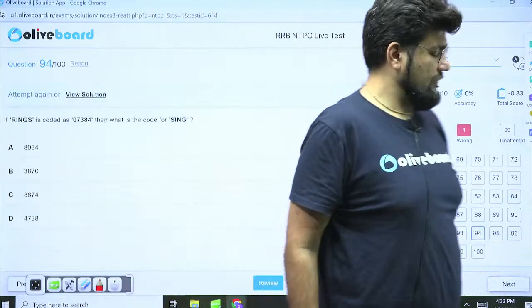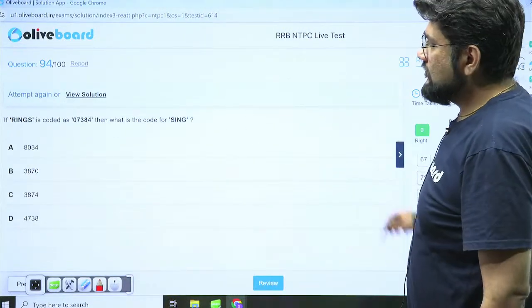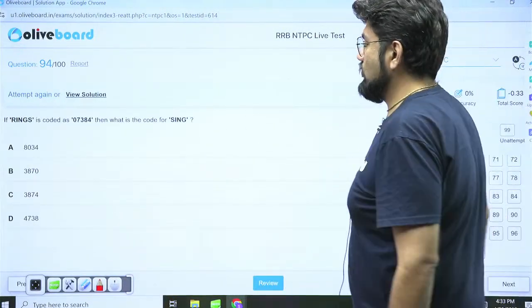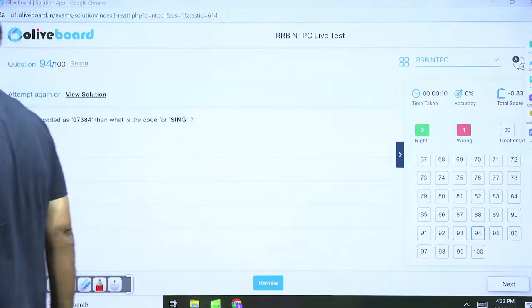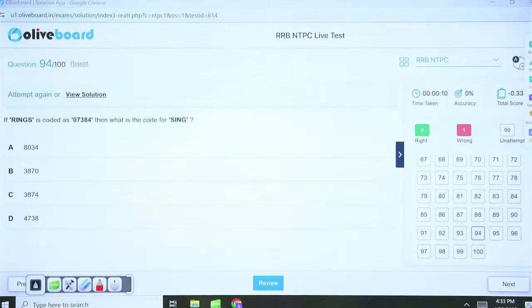94. If RINGS is coded as 07384, what is the code for SINK?